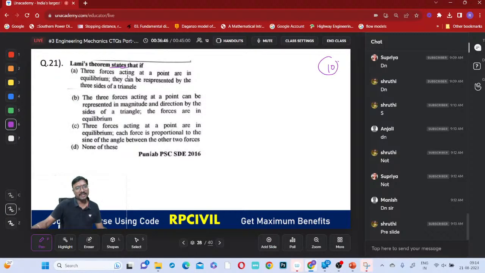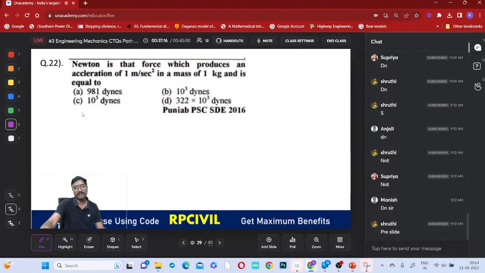Lami's theorem states that three forces acting at a point in equilibrium can be represented by the three sides of a triangle. Is it Lami's theorem? No, that is the triangle law of forces. Three forces acting at a point are in equilibrium, then each force is proportional to the sine of the angle between the other two forces. Yes? Krishna also answered correctly. This is the correct answer, right?